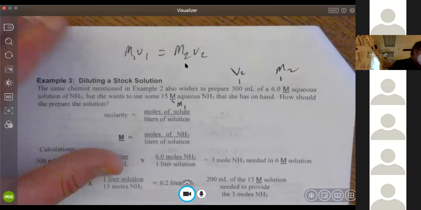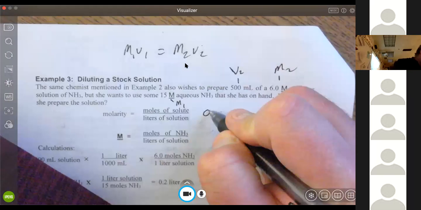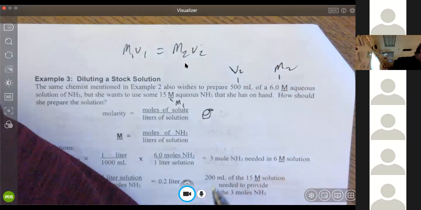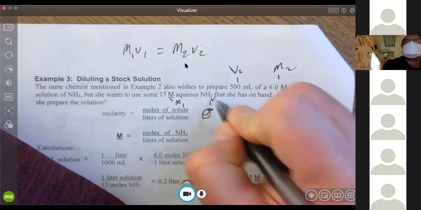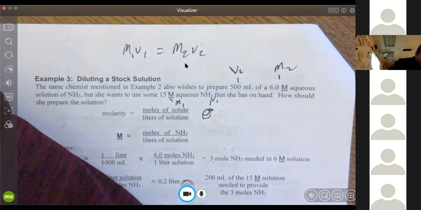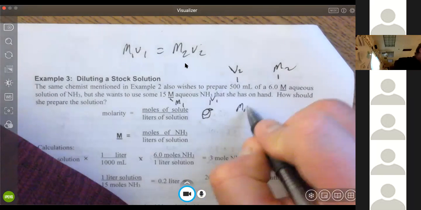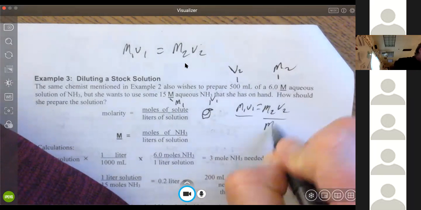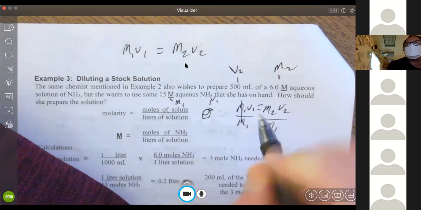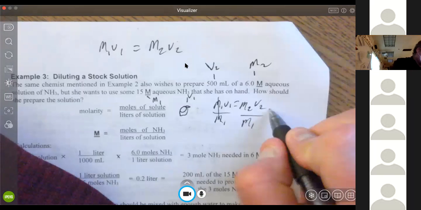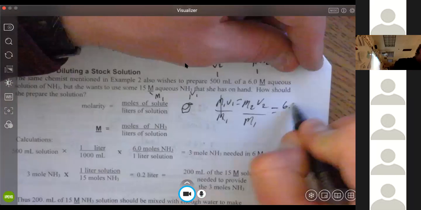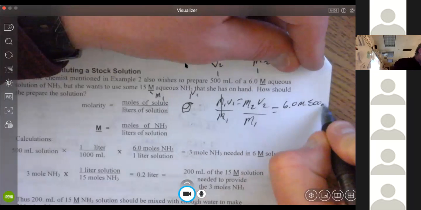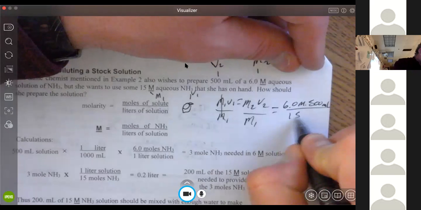So what I need to figure out is how big that scoop is, or what the volume is of the initial solution I'm going to start with. So we've got M1V1 equals M2V2. I'm going to divide both sides by M1 so that I isolate V1. M2 was 6 molar, V2 was 500 milliliters, and M1 was 15 molar.